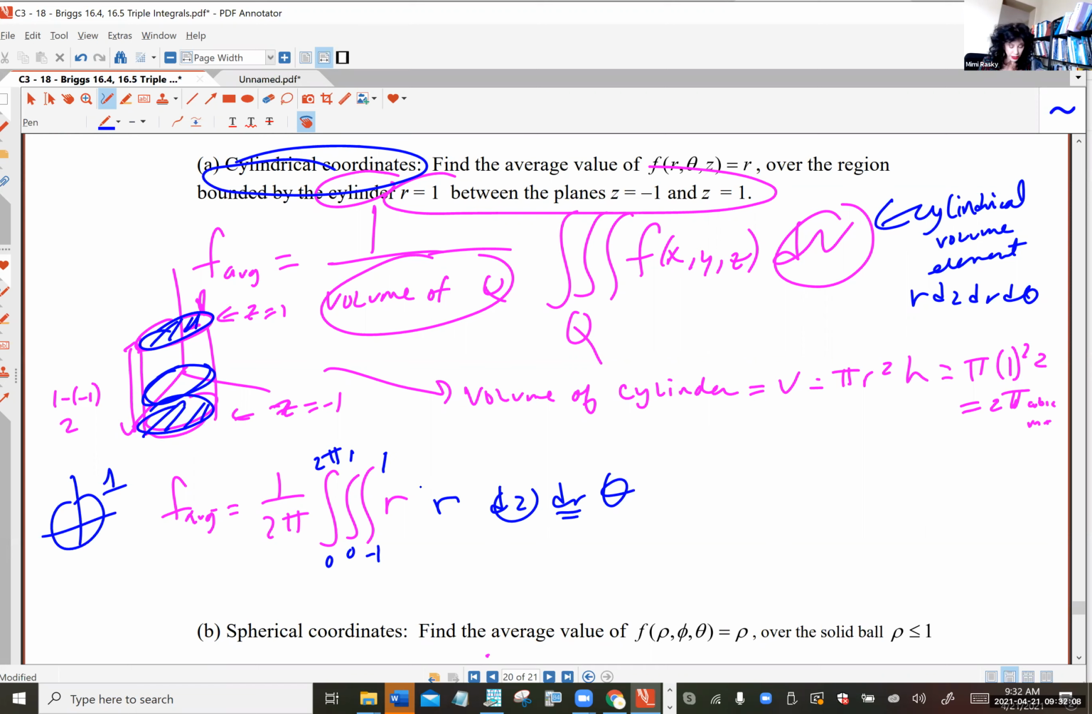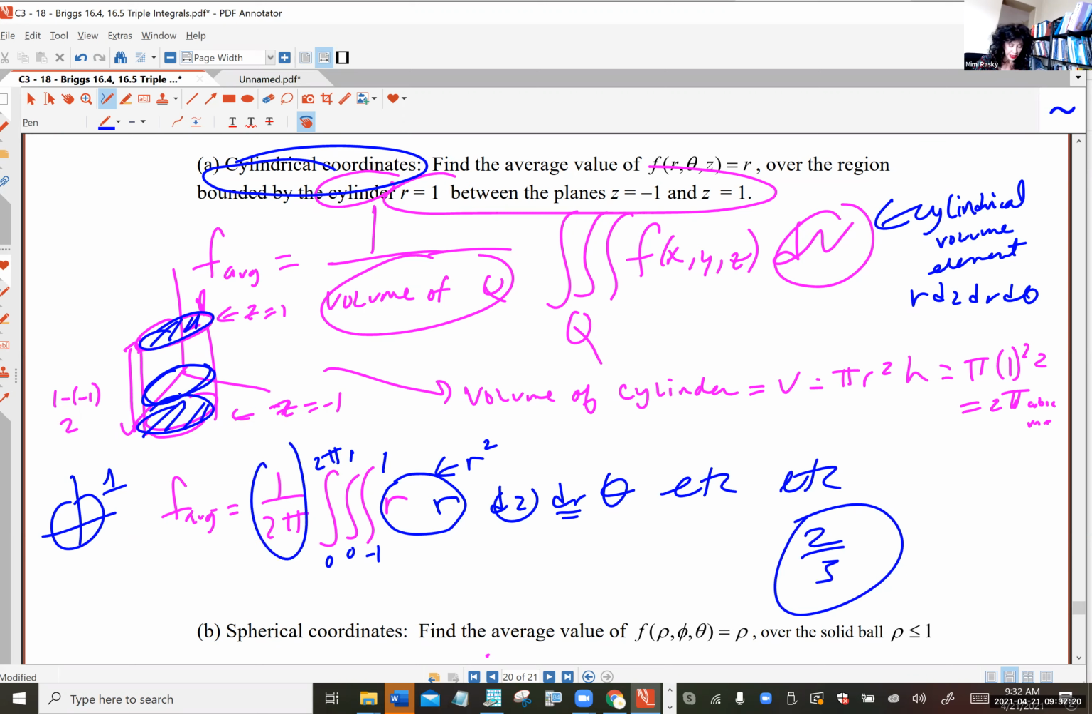I think you can probably integrate this, although you do want to combine your powers of R together in a single power of R. And I'll just put et cetera, et cetera. You go do it, and you'll get 2/3 is the final answer after dividing by that 2 pi.